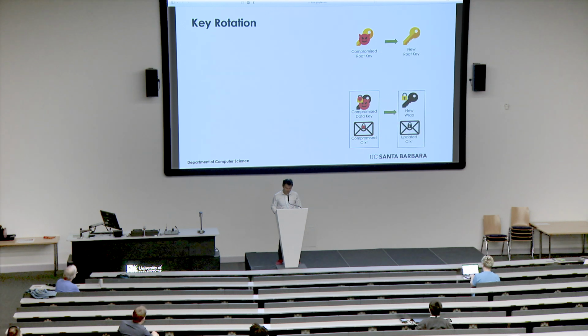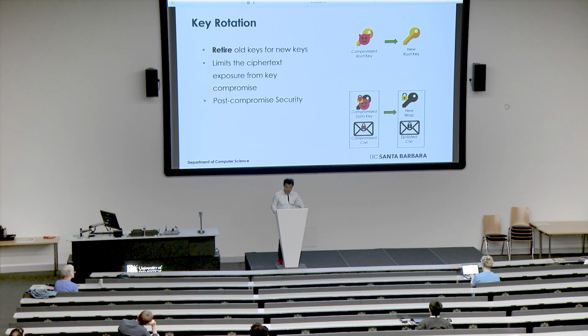One solution to this is via key rotation. Key rotation is the process of retiring old keys for new keys, which also necessitates updating ciphertext to be encrypted by new keys. Key rotation limits a ciphertext's exposure time during key compromise and aims to provide post-compromise security, which means that corrupted old keys do not compromise the security of new ciphertexts. What's more, periodic key rotation is a required government standard and industry practice.